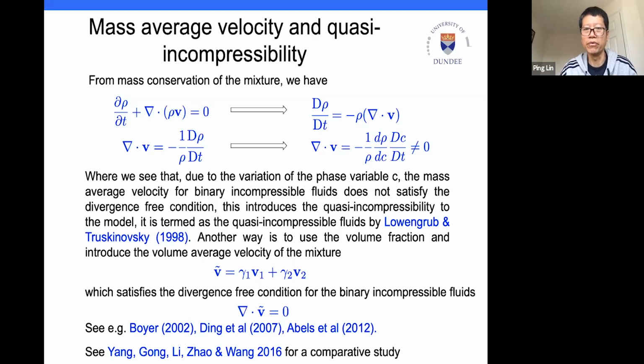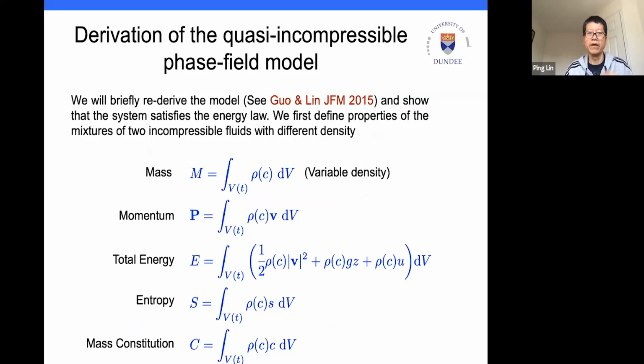Then our equation would be divergence-free not near the interface, which is called the quasi-incompressibility condition that we're going to use. Okay, so let me just quickly mention the modeling idea. I don't want to spend too much time here providing too much detail.